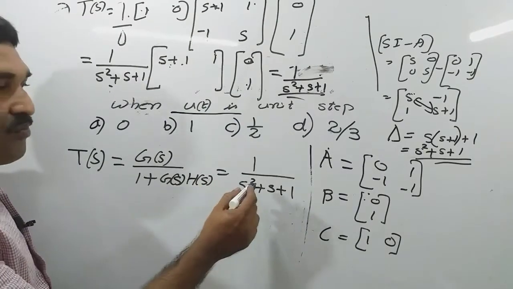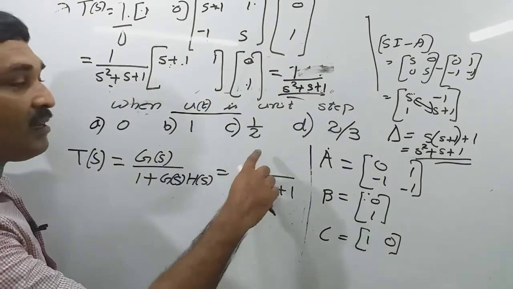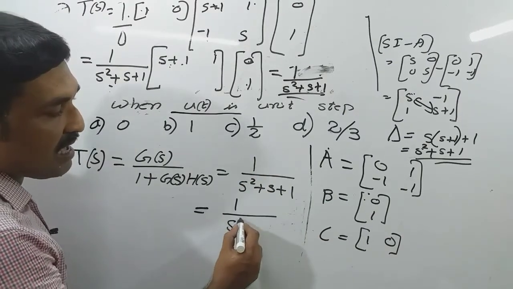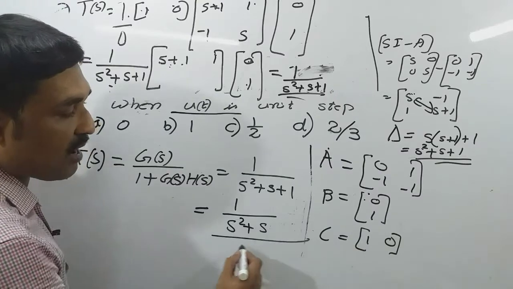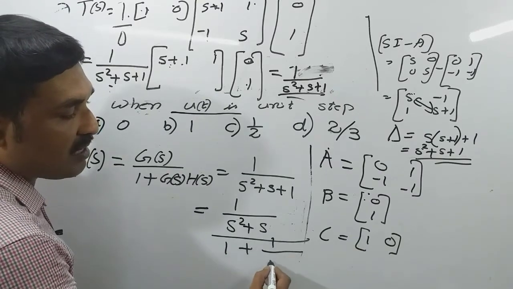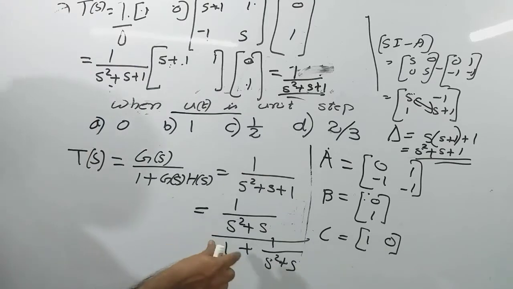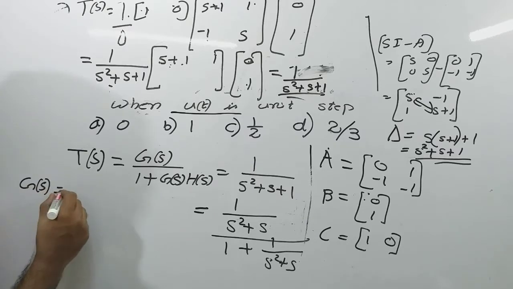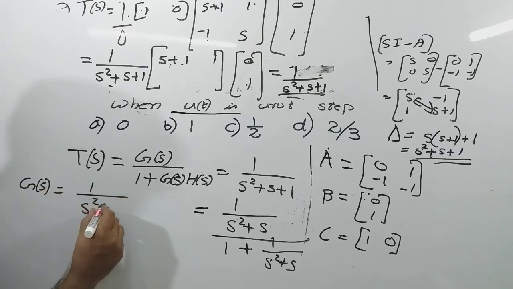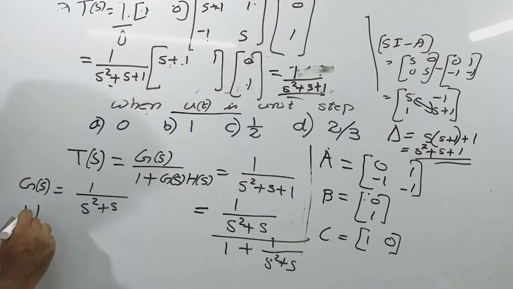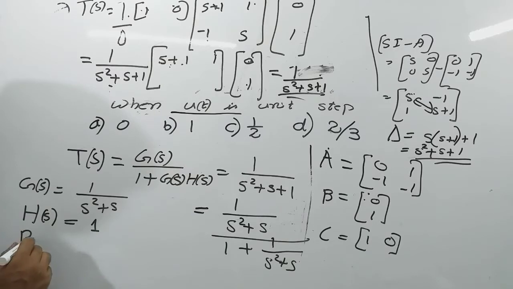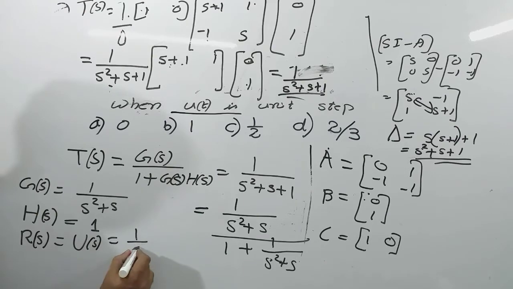Converting into standard form, I am dividing the numerator and denominator of this term by s squared plus s. That gives 1 divided by s squared plus s, whole divided by 1 plus 1 by s squared plus s. Now comparing this equation with this one, we can write G(s) equal to 1 divided by s squared plus s, and H(s), a unity feedback, is equal to 1. And our input is a unit step signal, so R(s) is equal to U(s), that is given as 1 by s.